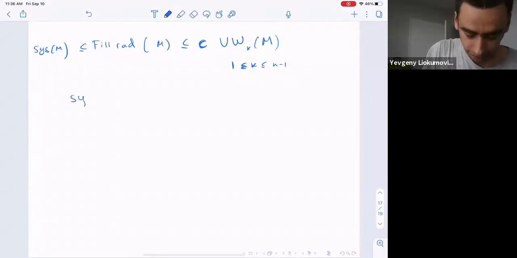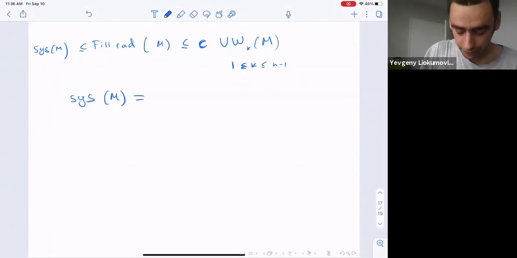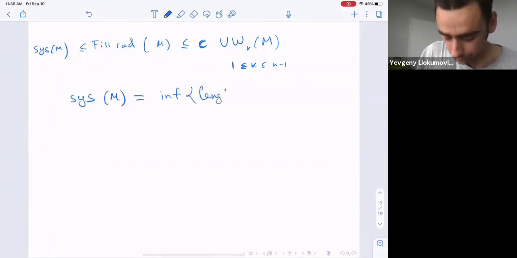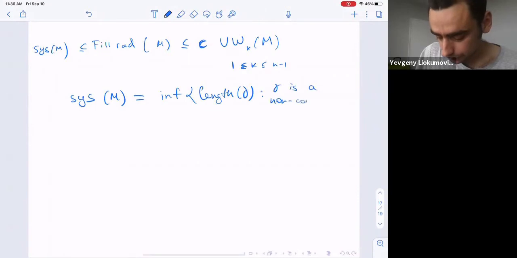So let me just recall that the systole of a manifold M is the infimum of the length of gamma, where gamma is a non-contractible curve in M.